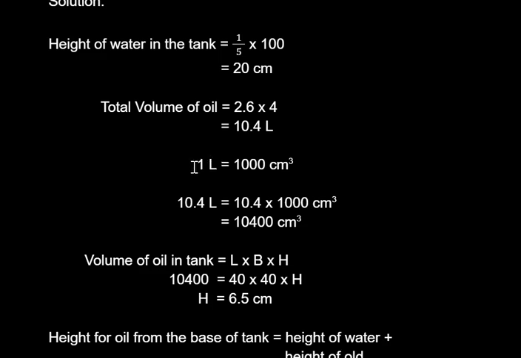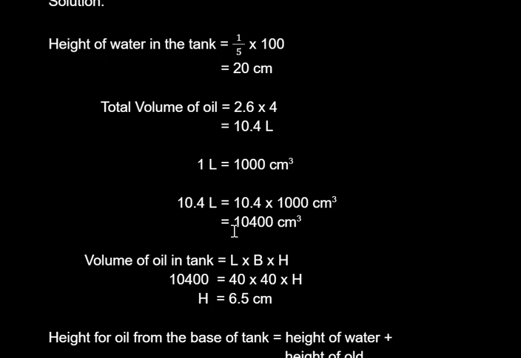So remember, 1 liter is equal to 1000 centimeter cube. So I repeat, 1 liter is equal to 1000 centimeter cube. So 10.4 liter is 10.4 times 1000 centimeter cube, which is 10400 centimeter cube. So remember to advise your child to check the unit. If it's liter, this must be centimeter cube, since 1 liter is equal to 1000 centimeter cube.